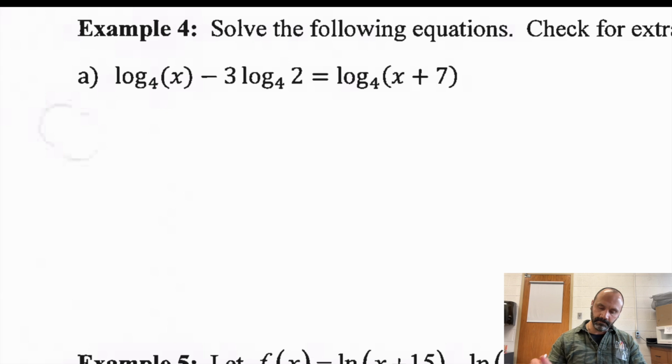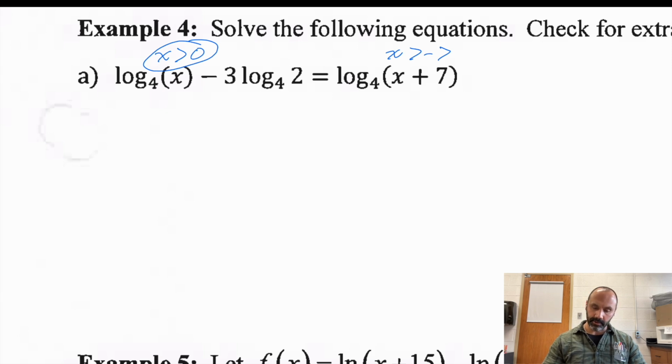Okay. So here are domain restrictions. X has to be bigger than 0 for that. And here, X has to be bigger than -7. So X is greater than 0. That's our big domain restriction for this one.